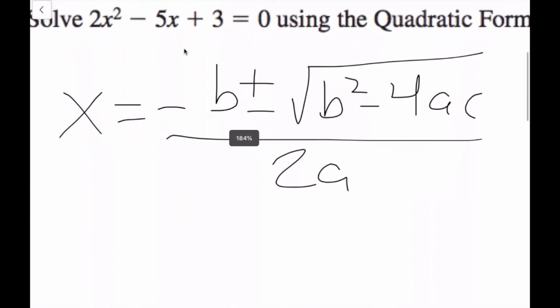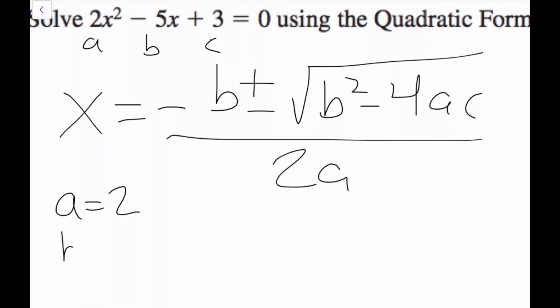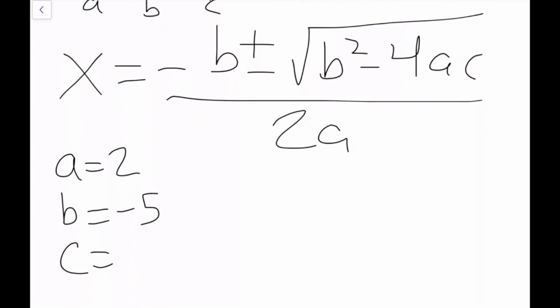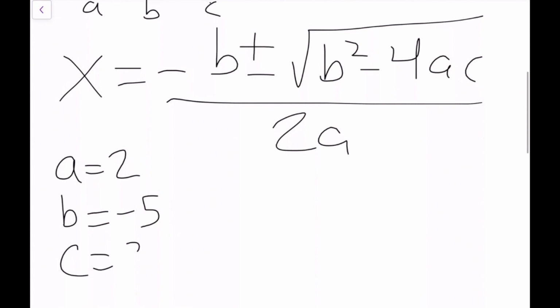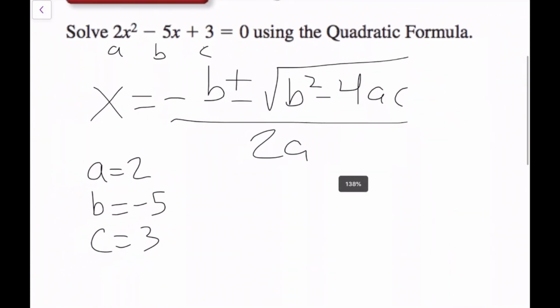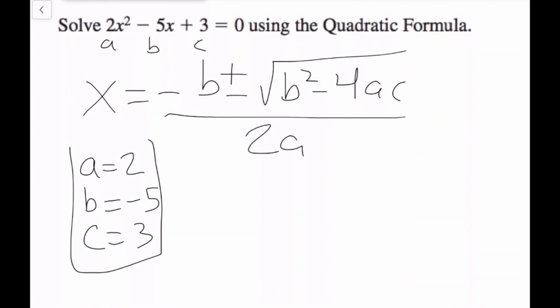So remember, a is the coefficient of the x squared term. b, which in this case will be negative 5, is the coefficient of the x term, and then c is the constant. So I know that a equals 2, b equals negative 5, and then c equals 3, positive 3. So now I just have to plug all of these three values into this quadratic formula in order to solve for my two x values.